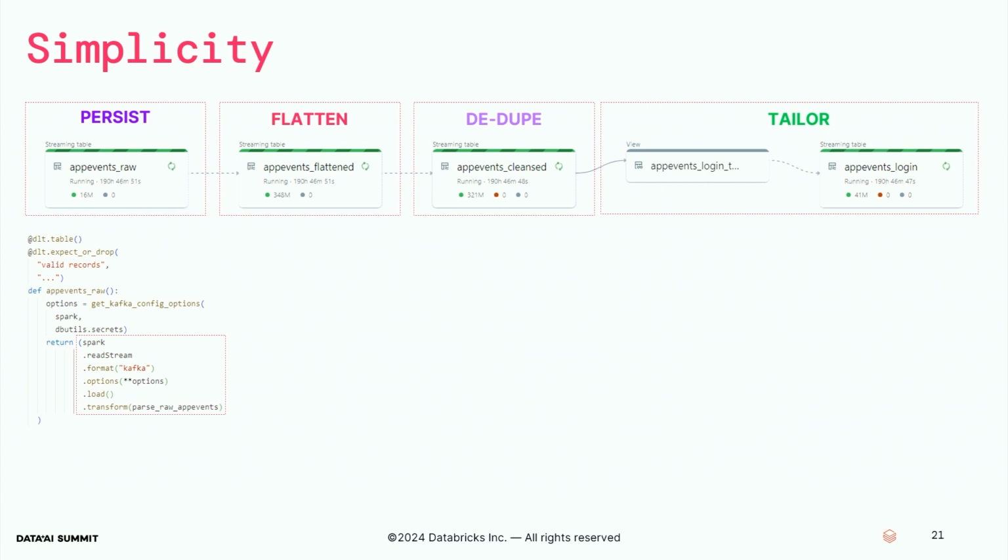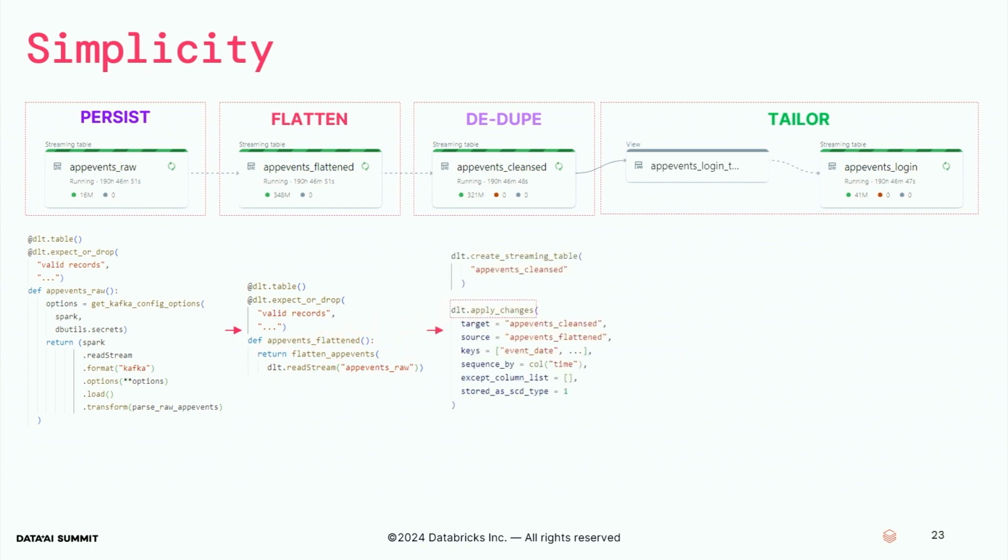The first function we wrote simply connects to the Event Hubs, applies some very lightweight transformation, and returns a data frame. The second query function takes the complex nested JSON documents and flattens them into individual application event records. And then we call the Live Tables apply changes function to remove the duplicates.